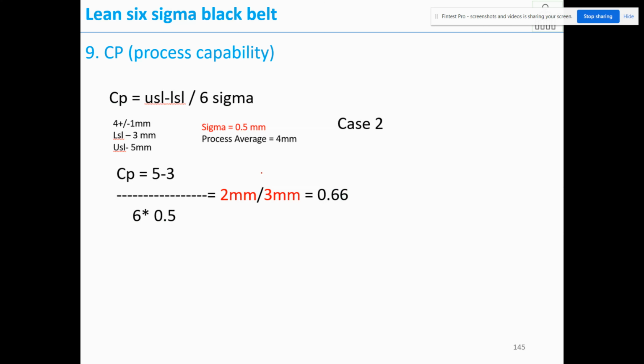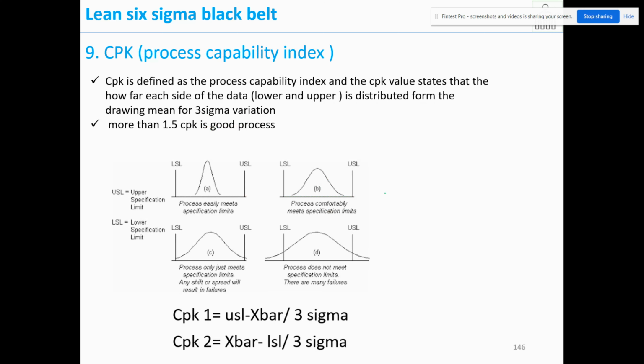So this is about CP. So in the case 2, if you see the sigma is 0.5, that means standard deviation is more, and still the process average is 4. It is overlapping with the drawing mean. Now what happens? You're getting 0.66. What is the meaning? Totally allowable tolerance itself is 2 mm, but your 6 sigma variation is 3 mm. Therefore, you're consuming more than required. Then it is not acceptable. That's why the value is less. So that is about CP.